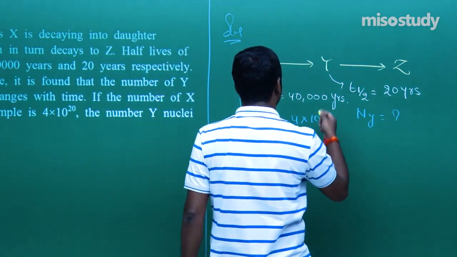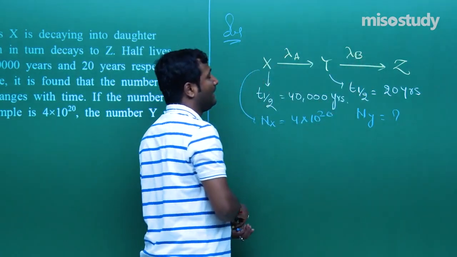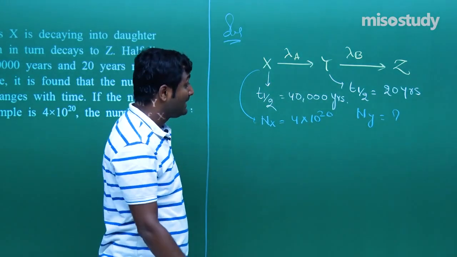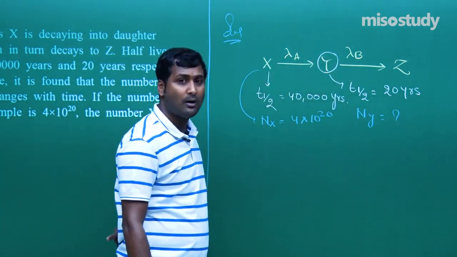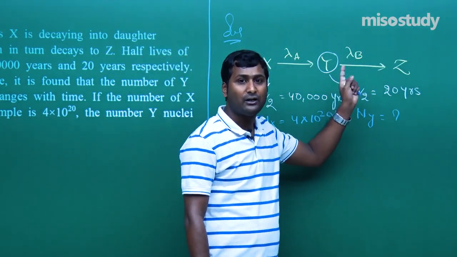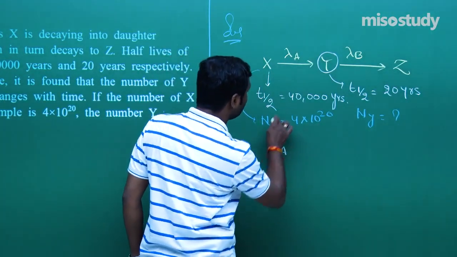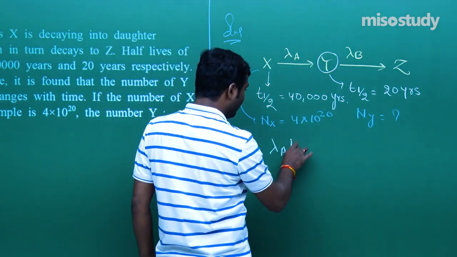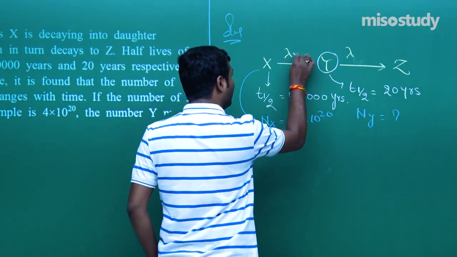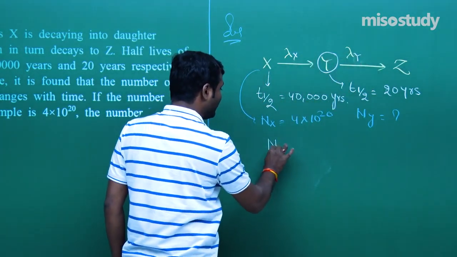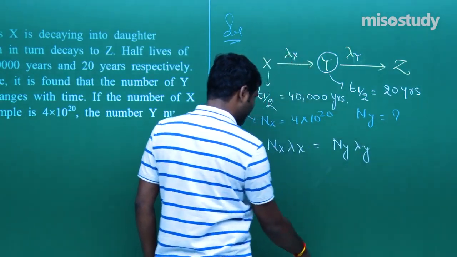If the decay constant of X is lambda A and the decay constant of Y is lambda B. So this is the case of equilibrium, and equilibrium happens when the rate of formation of Y from X is exactly equal to the rate of decay of Y into Z. So it is better to represent them not as A and B but as lambda X and lambda Y. Now we write Nx into lambda X is equal to Ny into lambda Y. This is the situation. Am I right?